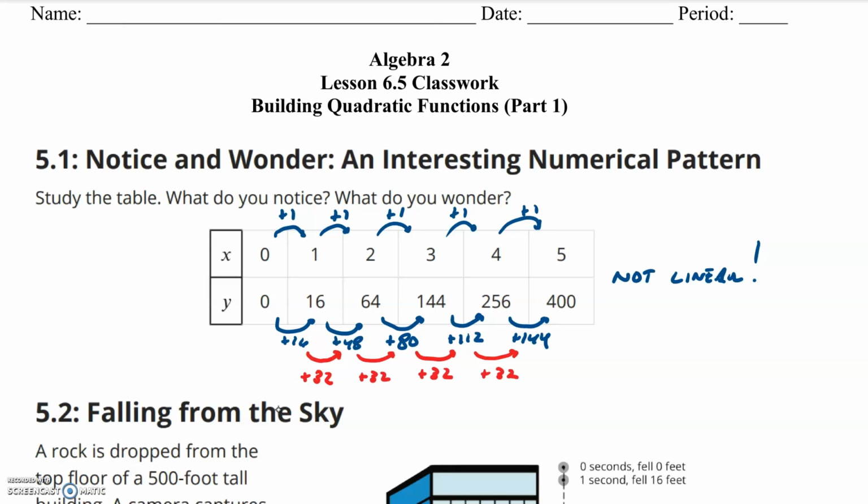Now notice we have a constant second difference, which means the differences between the first differences is the same. Constant second difference, and we talked about this a little bit last class. If we have a constant second difference, we expect this one to be quadratic.